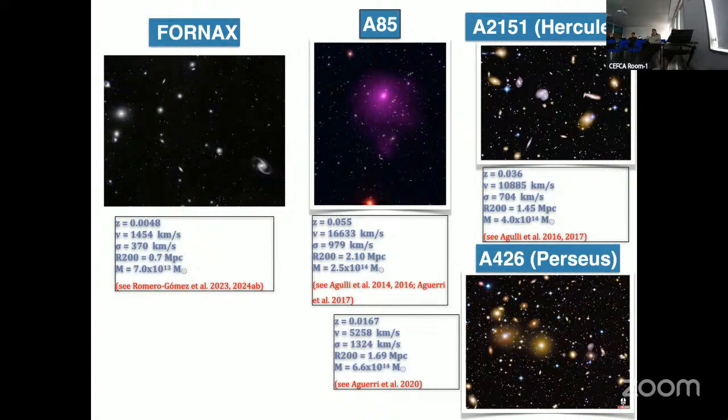Then we have a bigger cluster like Abell 85 with a mass of 2.5 times 10 to the 14. Then we have the Hercules cluster, 4 times 10 to the 14, and we have the Perseus cluster, which is the biggest cluster in this sample, 6 times 10 to the 14. This work formed 2 PhD theses. Perseus, Abell 85, and Hercules was the PhD thesis of Irene Abuli, and the Fornax cluster was a recent PhD thesis by Jorge Romero Gomez, focused on the stellar population. I'm going to show you the main results that we obtained analyzing this.